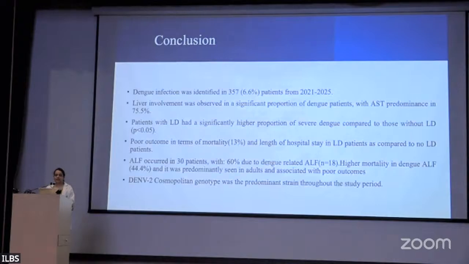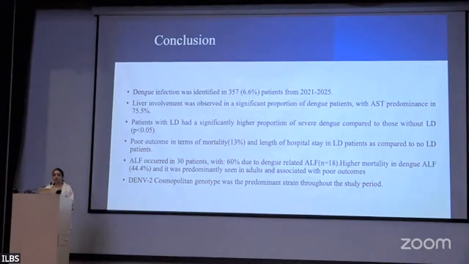Now to conclude, dengue infection was identified in 357, that is 6.6% of patients, from 2021 to 2025. Liver involvement was observed in a significant proportion of dengue patients with AST predominance, and patients with liver disease had a significantly higher proportion of severe dengue compared to those without liver disease.